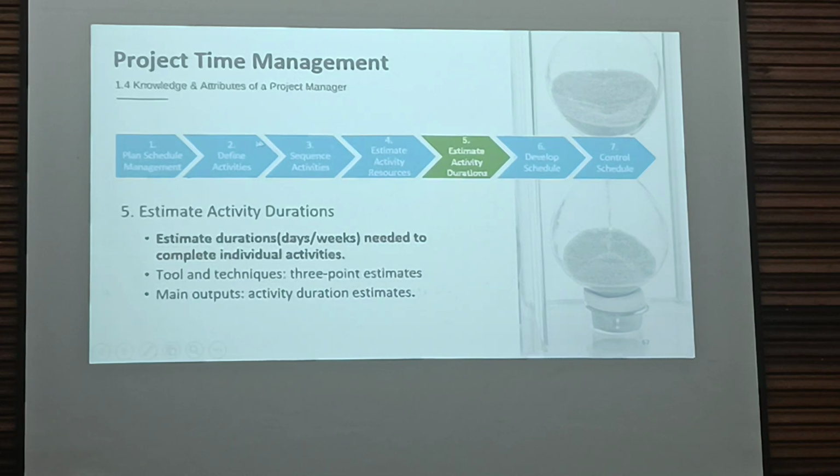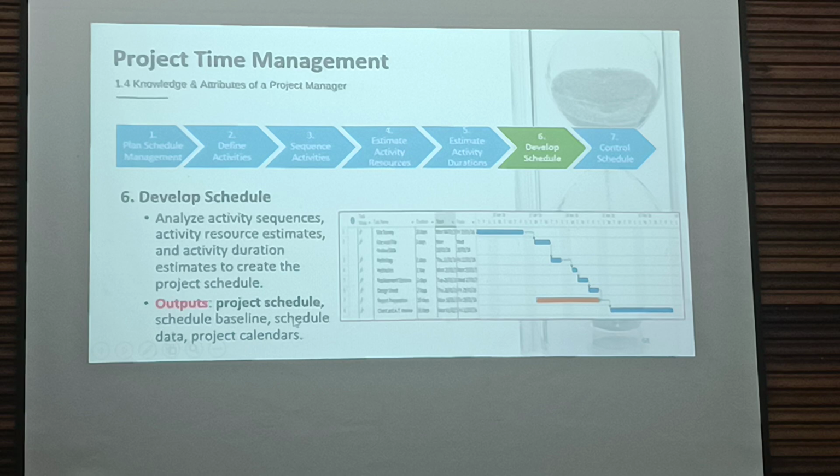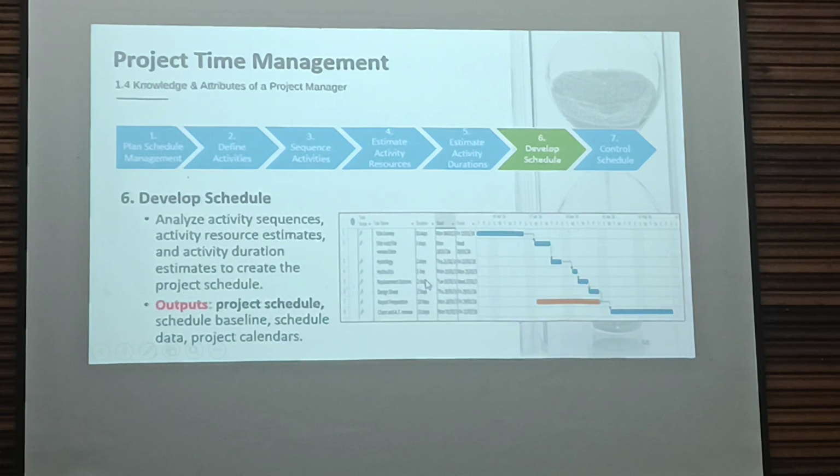Number 5, estimate duration: days or weeks needed to complete individual activities. The output is the project schedule. So you have activities, you put them in the correct sequence. Next is the appropriate duration for each activity. For each activity, how many days are required? Okay, estimate.